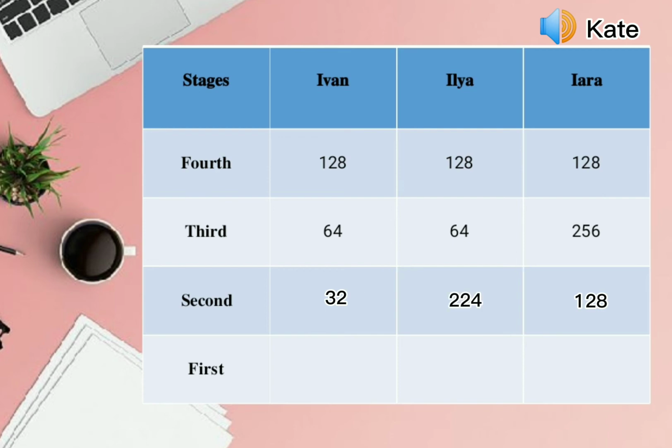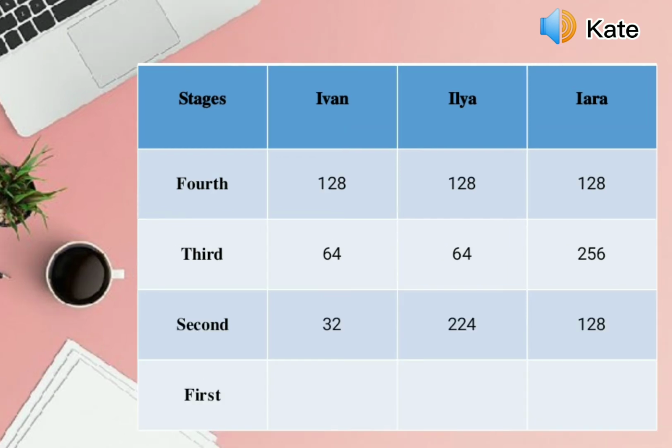Next is the first stage. In the first stage, Ivan gave Ilya and Ayara as much money as each has. We follow the same process. Since Ivan is the giver, we will not solve for him first. We first solve for those he gave money to, Ilya and Ayara. Ilya's current money is 224 and Ayara's current money is 128. We divide Ilya's 224 by 2, and Ayara's 128 by 2. So, 224 divided by 2 is equal to 112.